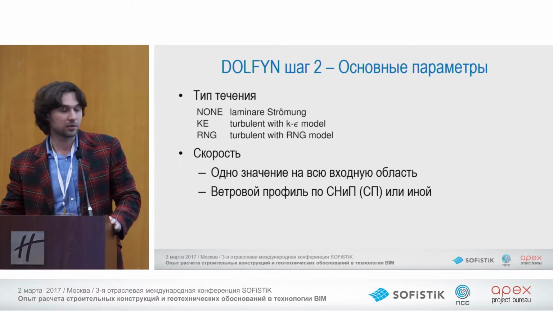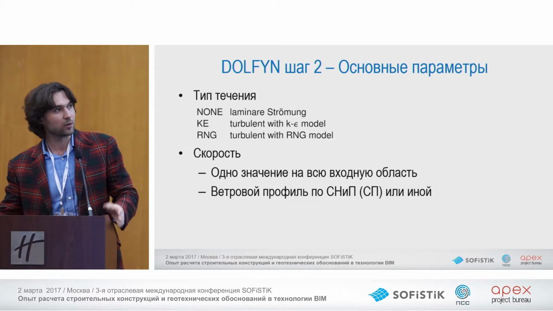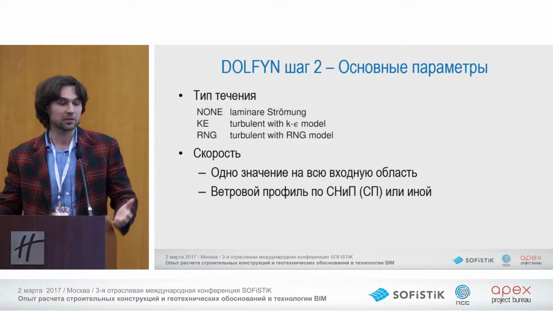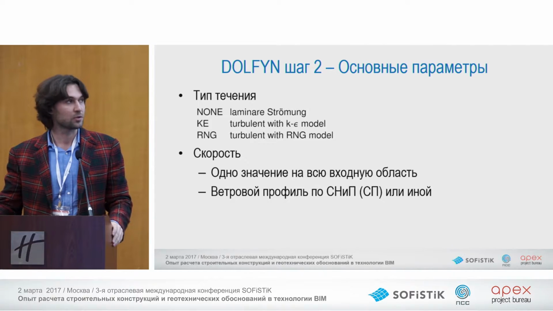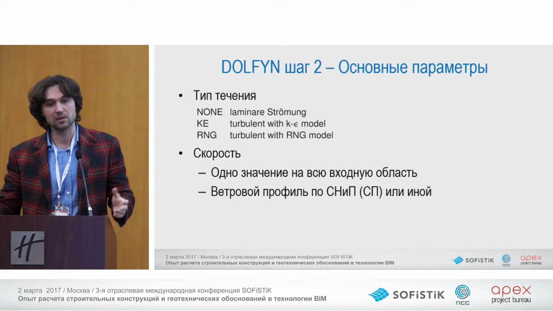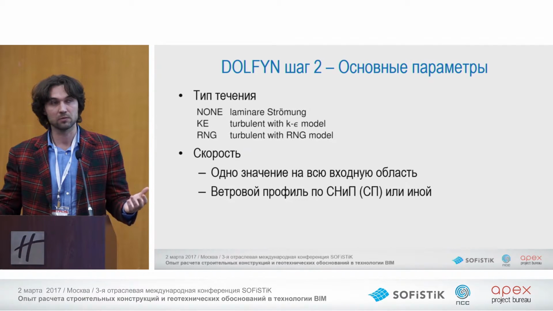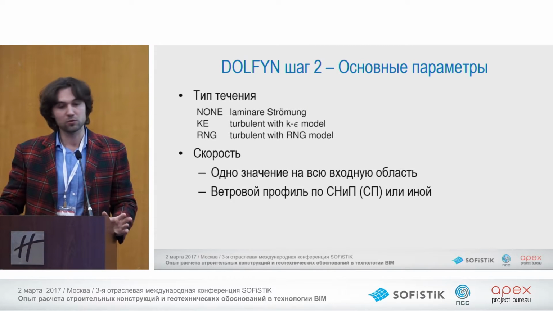After that, you can set up parameters. Dolphin is a very practical tool, not a study tool. So the user has a limited set of types of turbulent flows, and it's actually good because it's very practice-oriented, and you need to select the type of the flow, whether it's laminar or one of several options of turbulent flows, K omega or K epsilon. It's RNG in Sophistic.